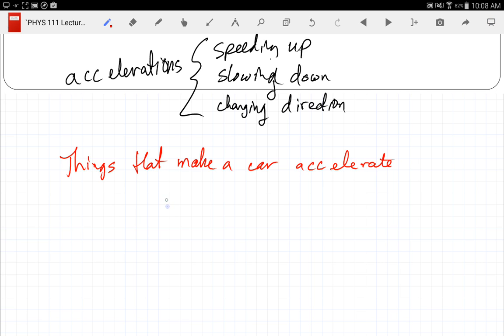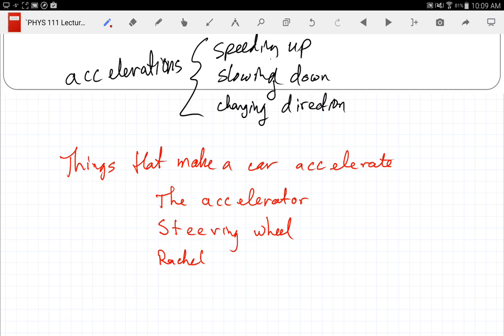So Michaela said the accelerator. Denford said the steering wheel. And Rachel, it is just EL, right? I wrote Rachel. Said the brakes. Wow. My brain is there.